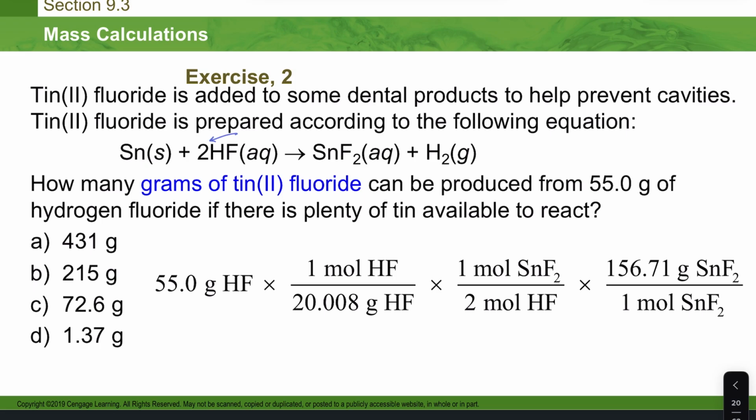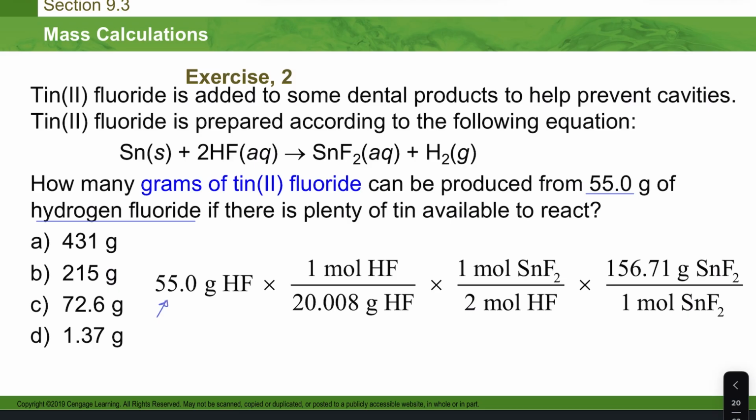There's 1 tin on each side. There's 2 H's and 2 F's, so we are golden. We're good to go. And so this equation right here is going to tell you exactly how to do it. We'll start with the 55.0 grams of hydrogen fluoride that is given in the problem.